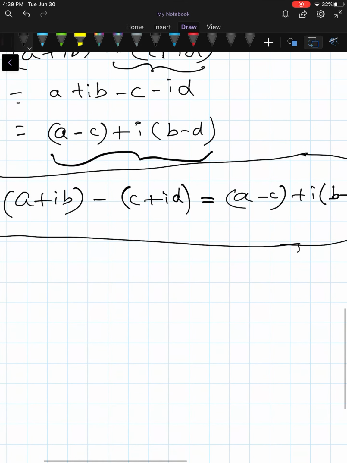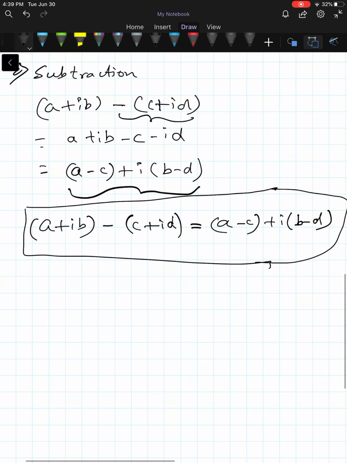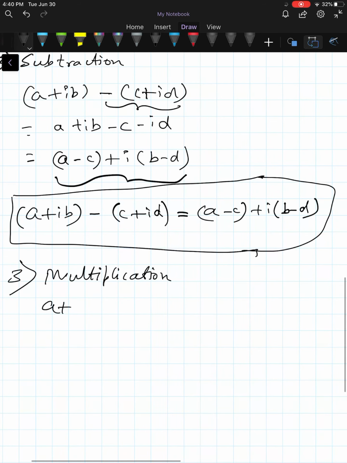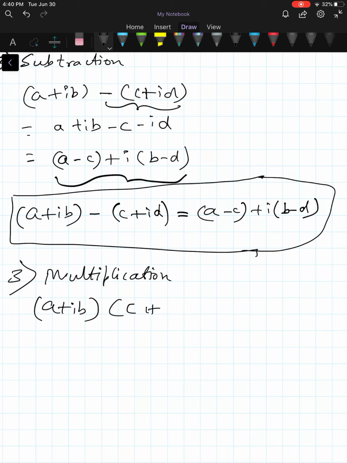Okay, so now moving further, multiplication. The third arithmetic operation is multiplication of two complex numbers. That is a plus ib times c plus id. In the book there is a mention of a plus bi, and they write the complex numbers in the form of a plus bi and c plus di.